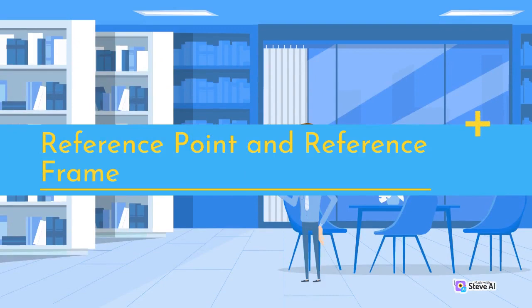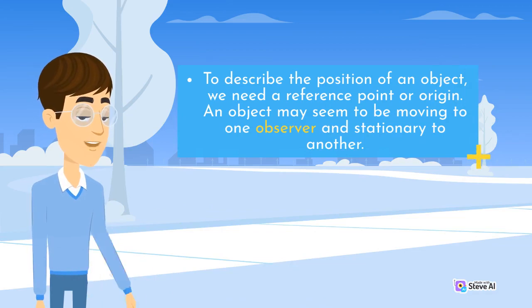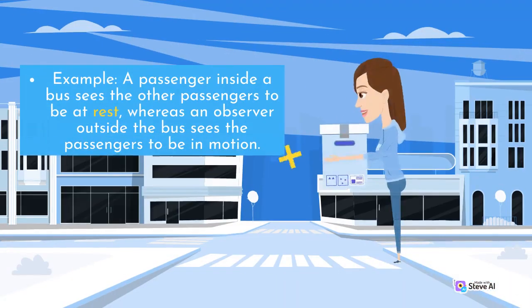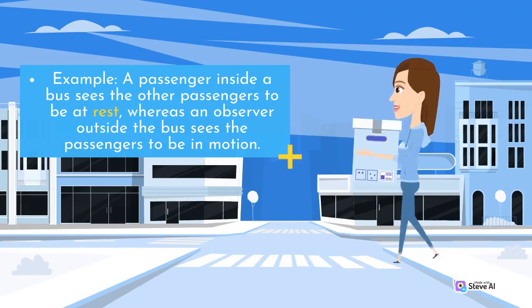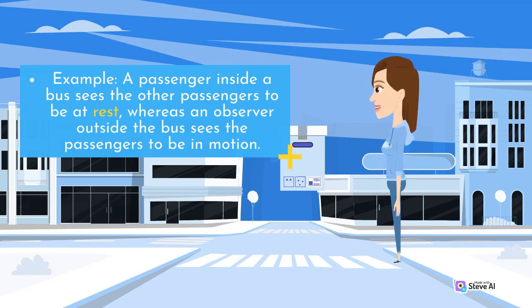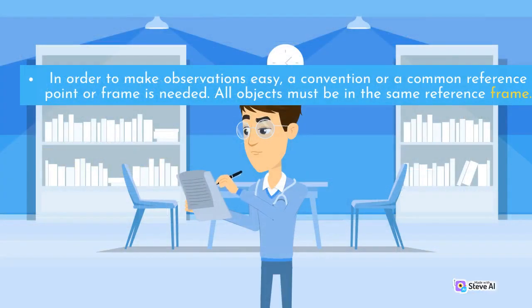Reference point and reference frame. To describe the position of an object, we need a reference point or origin. An object may seem to be moving to one observer and stationary to another. Example: a passenger inside a bus sees the other passengers to be at rest, whereas an observer outside the bus sees the passengers to be in motion. In order to make observations easy, a convention or a common reference point or frame is needed. All objects must be in the same reference frame.